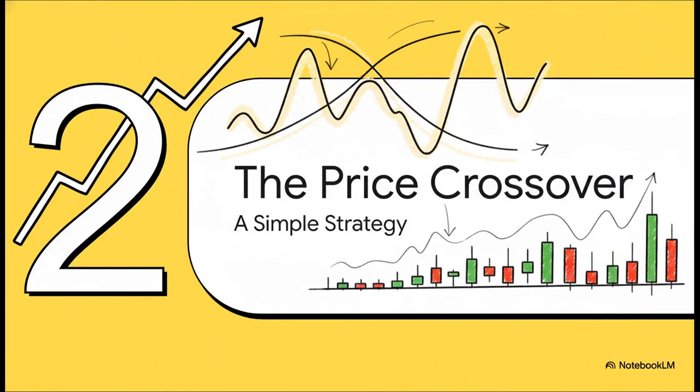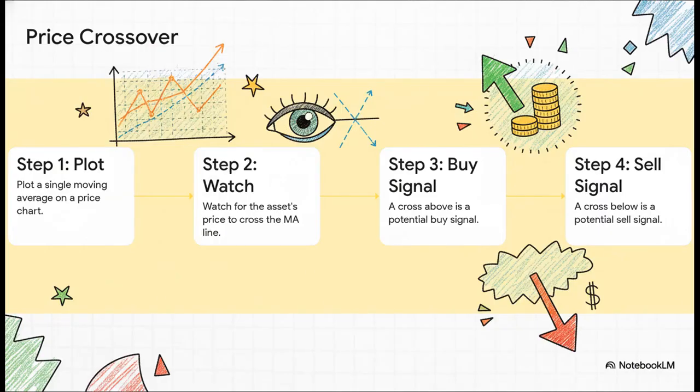All right, let's kick things off with the most direct method of the two, the simple price crossover. Honestly, this is the ground floor for anyone starting to use moving averages in their trading. And the way it works is beautifully simple. Step 1, you plot a single moving average line on your chart. That's it. Then you just sit back and watch.